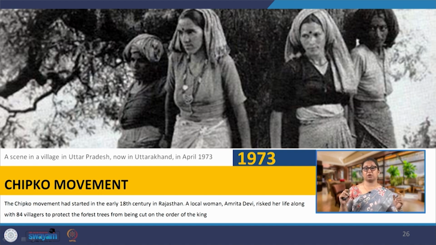Then we talk about environment. Well, this particular movement proved that it is not true. These were villagers, the women in a remote village in Uttarakhand, and as a result of a law which was passed then, the rights of the jungles were given to people other than the villagers, and those people wanted to clear the jungles.